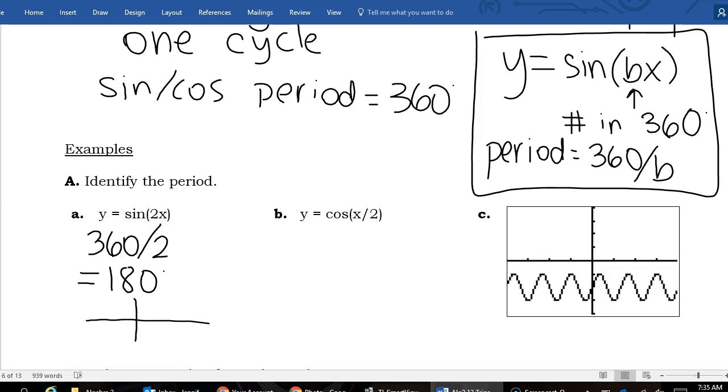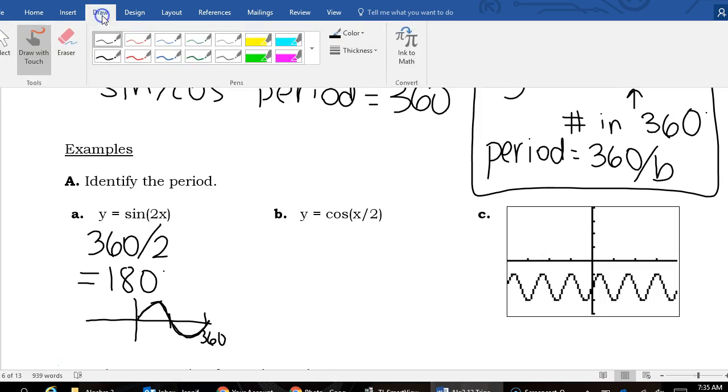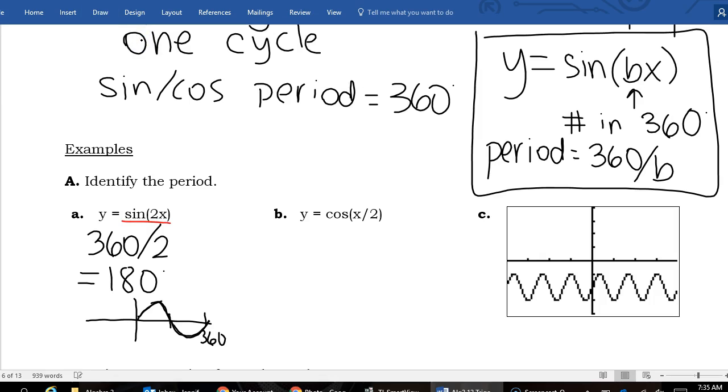So if I was going to graph this, and normally I have 360 degrees here, this is my sine graph, it would go up, and then come back down, and then go up again. This is one cycle. The graph of sine of 2x would hit a complete cycle at 180 degrees. And it would repeat, but it's going to fit a full cycle in 180, 2 full cycles in 360.